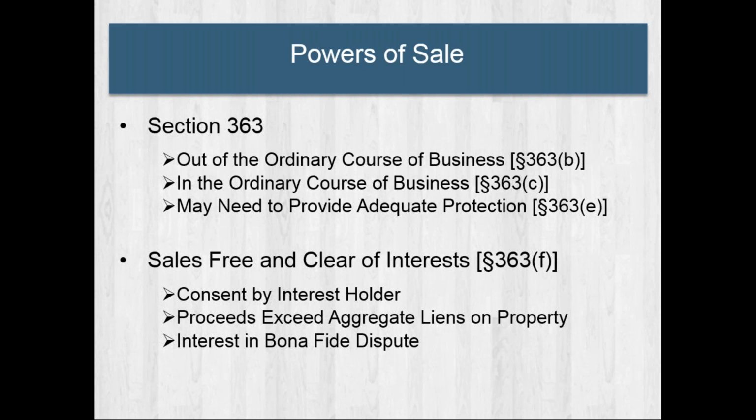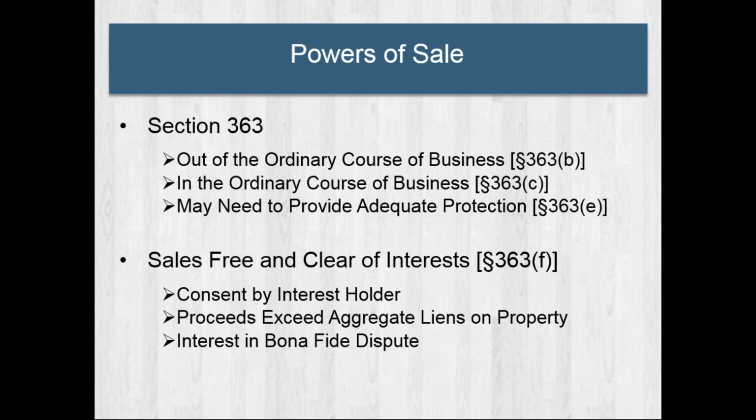Again, that also provides a comfort level to the buyer that it will not need to be concerned about any liens or claims against the property, because it will have an order of the bankruptcy court that authorizes a sale free of any such interests or claims. There are a number of ways to sell free and clear. We've identified the most common ways in the outline. Again, it's under 363(f). 1, consent by the interest holder. 2nd, the proceeds exceed the aggregate liens on the property. And the 3rd is the interest or the lien is in bona fide dispute.